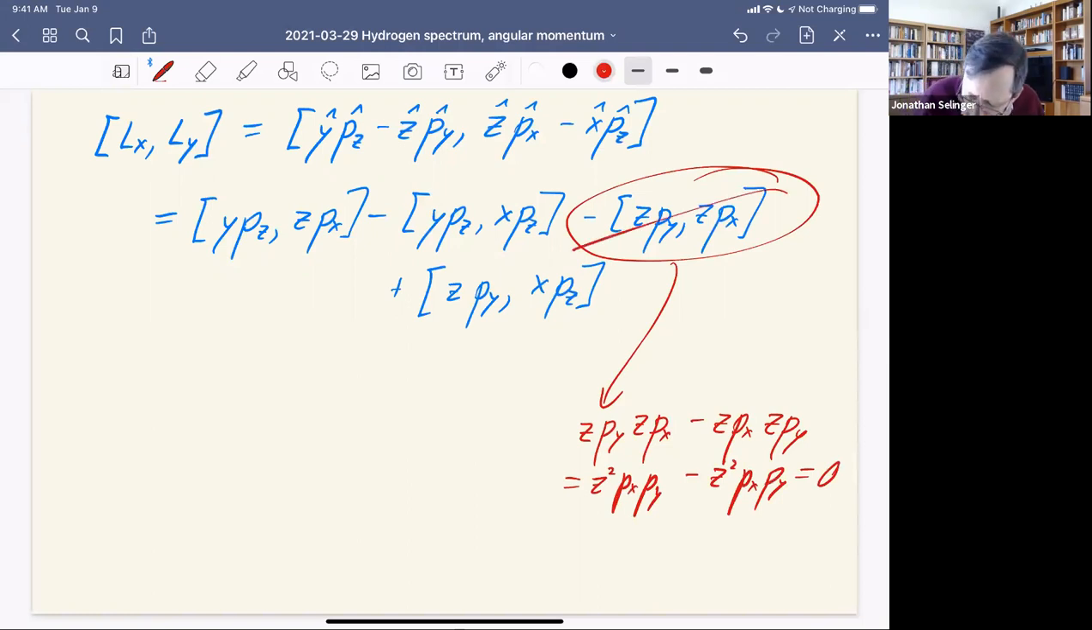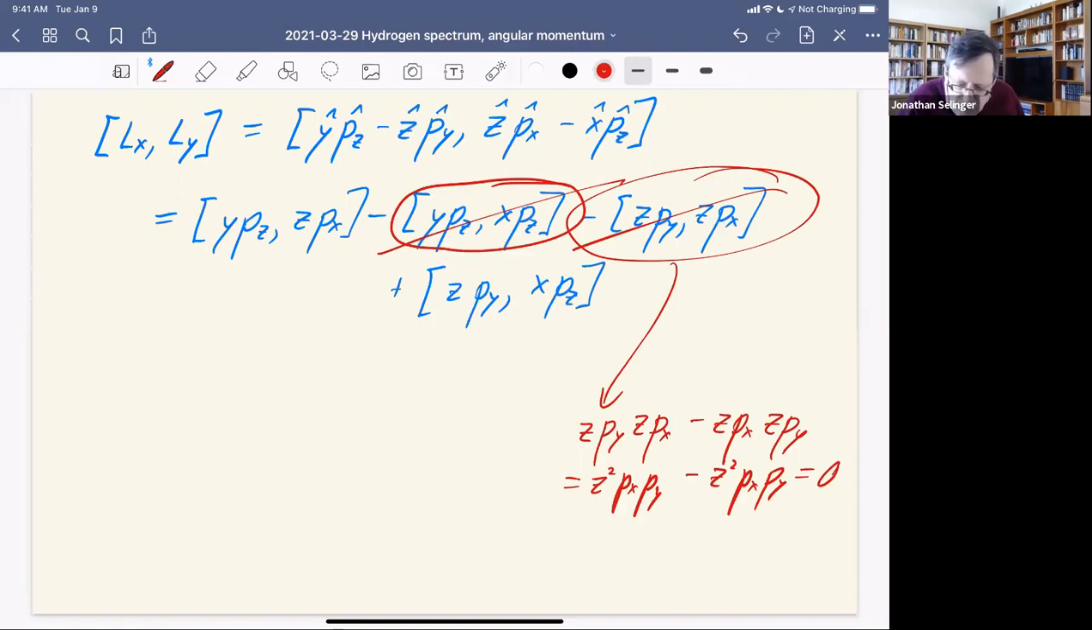The same is true for the second term. Here also, x and y commute with each other, and they each commute with pz. So there's no commutator there either.